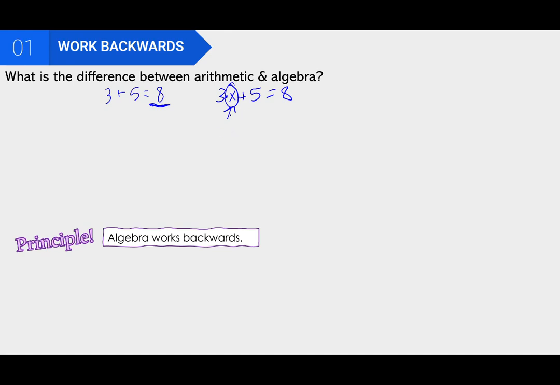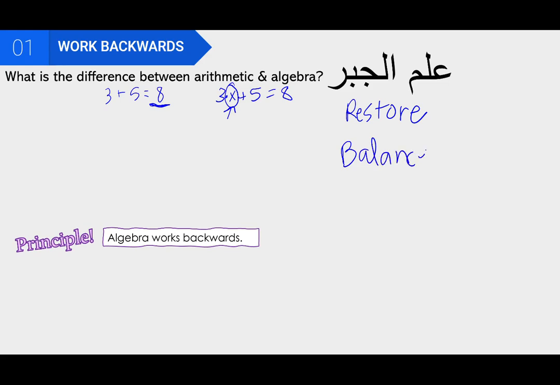It actually comes from an Arabic word. Looks like that. That's what Google said, but I also fact-checked it with somebody who spoke Arabic. It comes from a word that means to restore and balance. And so we restore that unknown thing. In order to get there, we use balance. Let's talk about balance.